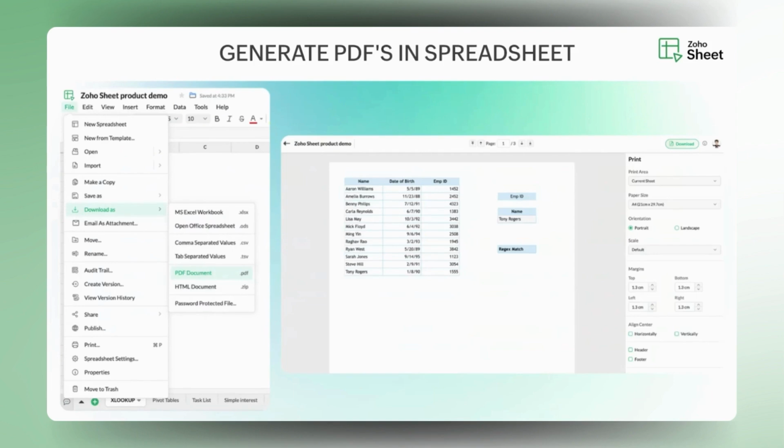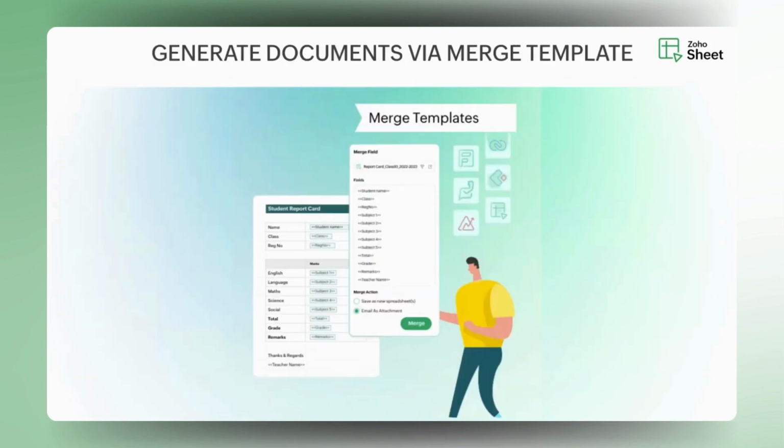Next, let's dive into generating documents via merge templates. Merge templates in Zoho Sheet let you create spreadsheets with dynamic data fields that pull information from external sources. Once set up, you can save the data records as files directly in Zoho Sheet or share them via email with respective stakeholders. So here's how it works.